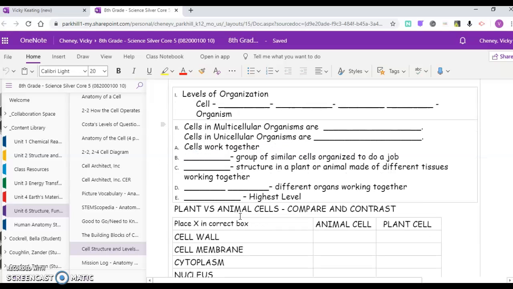Down below, it says levels of organization. This is something that is on the Versal. We are not going to quiz over this information until we get to human anatomy. If you would like, you can look at this and attempt this. I'm not so concerned about the levels of organization and what you do or don't know.